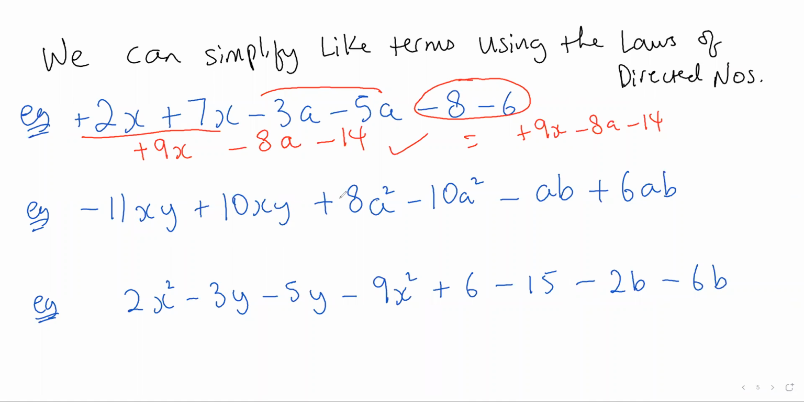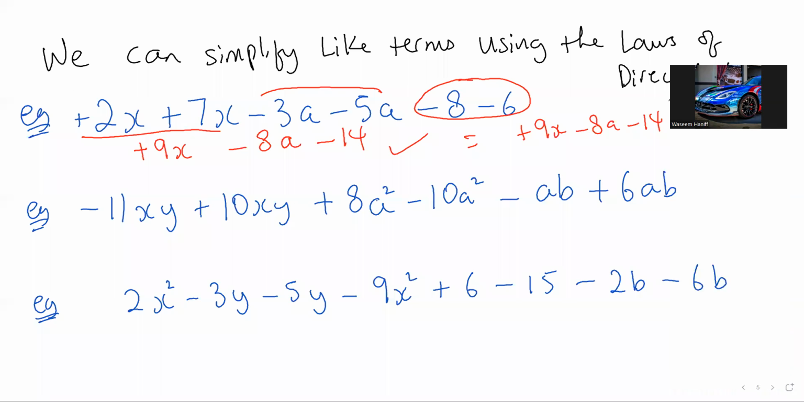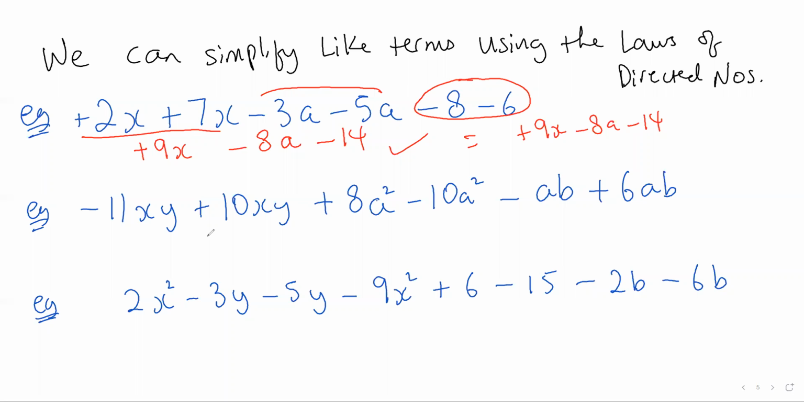We have xy here and xy here, right? So when you have xy's coming together, students, what do we say? These are like terms. And we can simplify this using the laws of directed numbers, right? So I want you all to look at this now. Which law are we going to use here? Somebody could comment in chat. Are we going to use the same signs law or the different signs law?